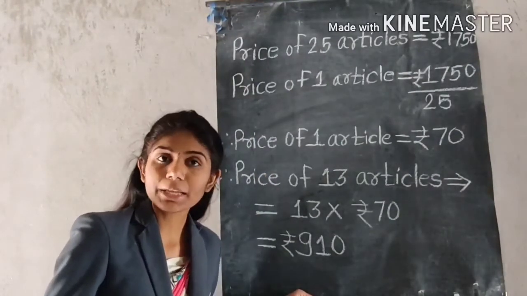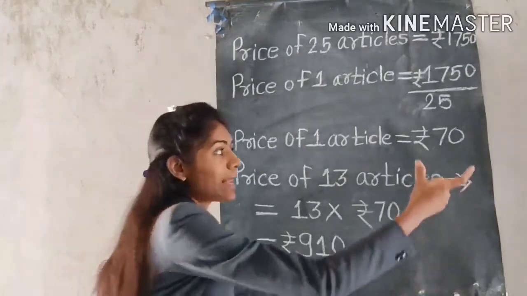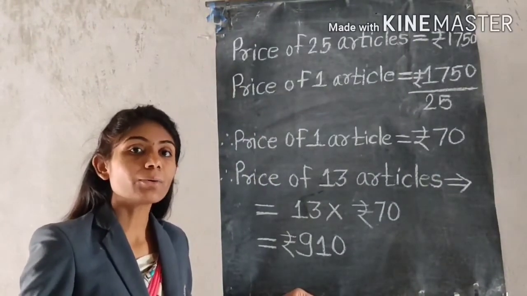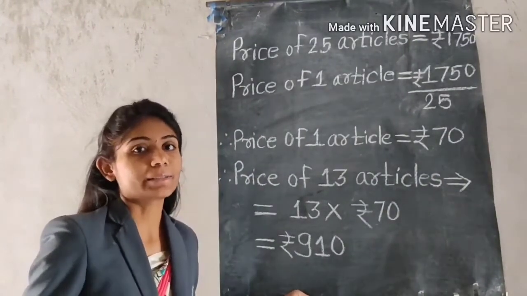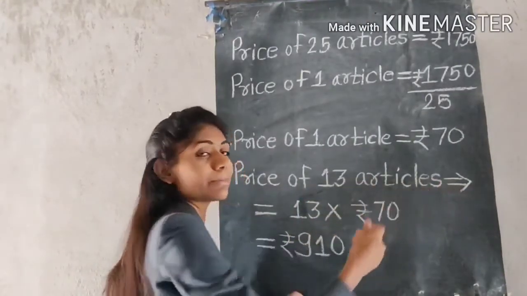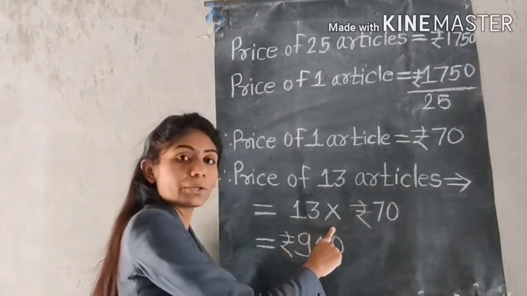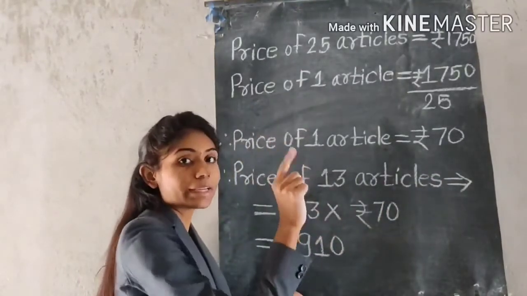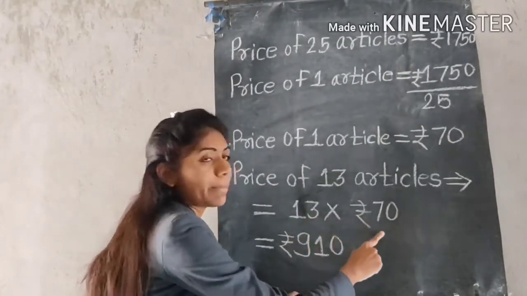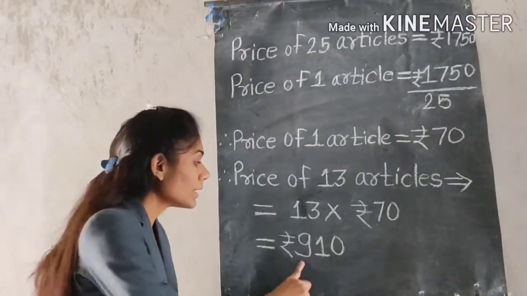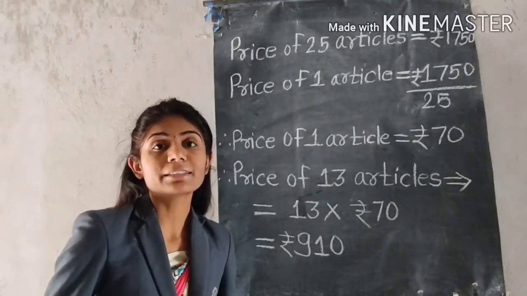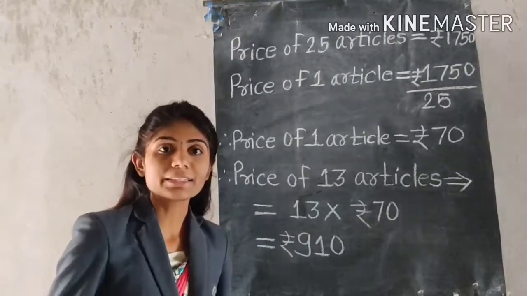Now according to the unitary method we will utilize the value of one article. It will be used further to find the value of 13 articles. So the price of 13 articles is equal to 13 into the price of one article, that is rupees 70. So 13 into 70 we get the answer 910, or we can tell the price of 13 articles is rupees 910.